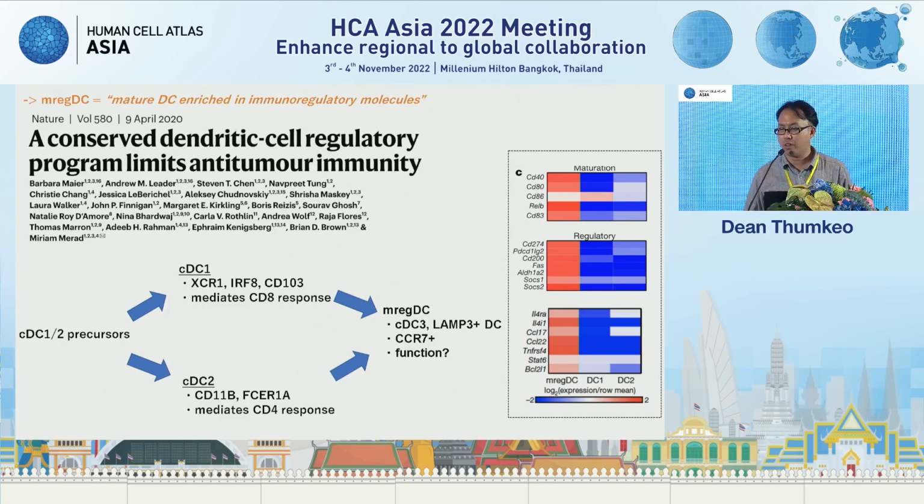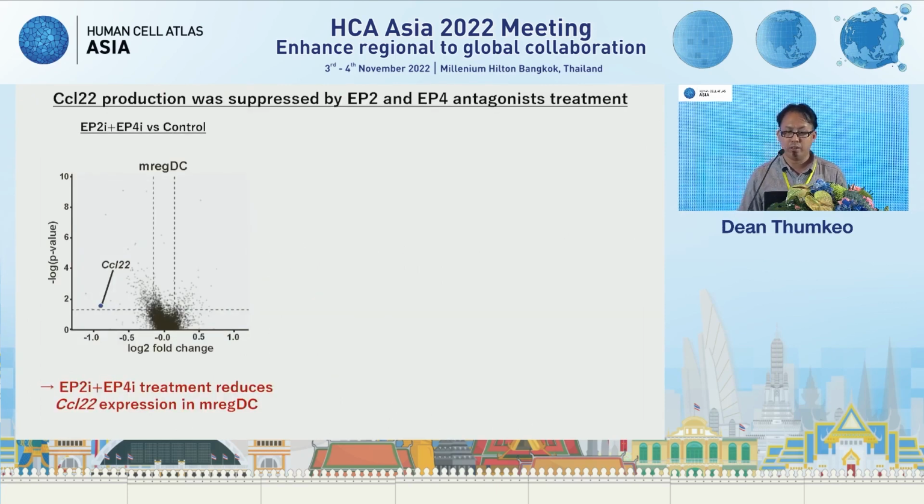But this mRegDC cell is special because, in contrast to other DCs, it expresses molecules that are immunosuppressive, like PD-L1, FAS, IL-4I1, and then CCL17 and CCL22. Actually, among the tumor-infiltrating immune cells, they express these molecules at the highest level. To our surprise, when we conducted the differential expression gene analysis, the DEG analysis, on mRegDC, we found that upon treatment with EP2 and EP4 antagonists, the chemokine CCL22 was the second most suppressed gene.